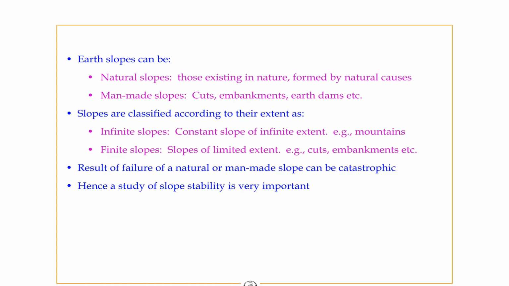Now slopes are classified according to their extent as infinite slope and finite slope. An infinite slope is a constant slope of infinite extent, that is, mountains. Finite slopes are slopes of limited extent, for example cuts, embankments, etc. The result of failure of a natural or man-made slope can be catastrophic, very dangerous. Hence, the study of slope stability is very important.